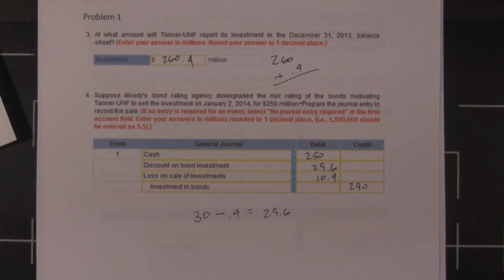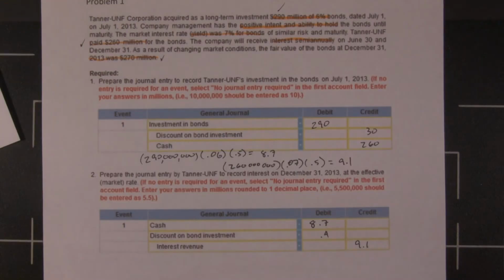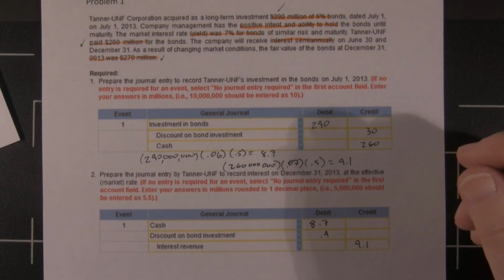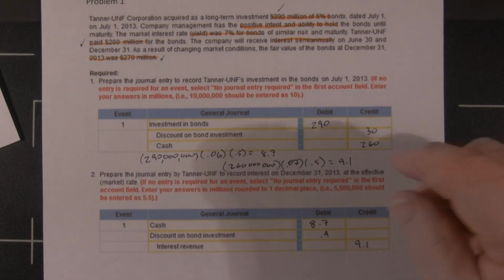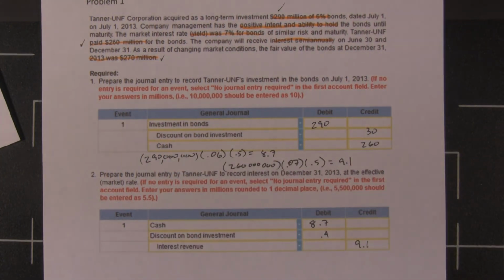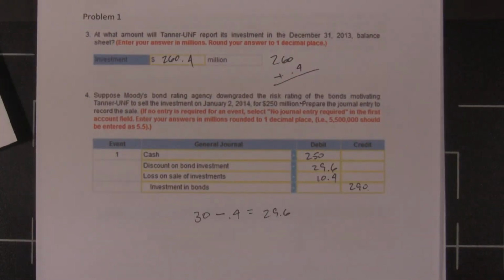Not a real difficult problem. It did give you a chance to refresh some things on bonds and to work through some of the rules, not the least of which was that because they're holding this and they have the ability to hold it, we carry it at the amortized cost. So the fact that the rate went up is irrelevant. We don't do anything until we sell it, and then we recognize all gain or loss.